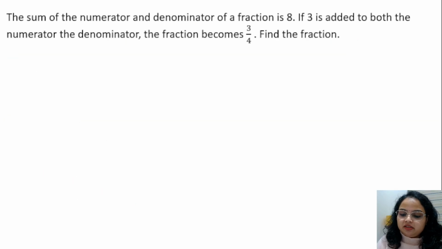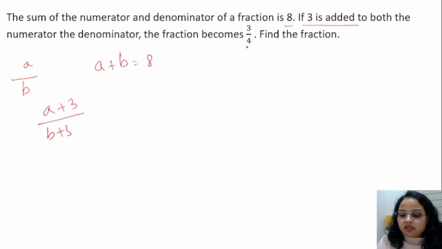Okay, next one. The sum of the numerator and denominator of a fraction is 8. We will assume the numerator as a and the denominator as b. This is the fraction. So numerator plus denominator is 8. And if 3 is added to both the numerator and denominator, it becomes a plus 3 by b plus 3. Then the fraction becomes 3 by 4. We have to find the fraction, a by b.